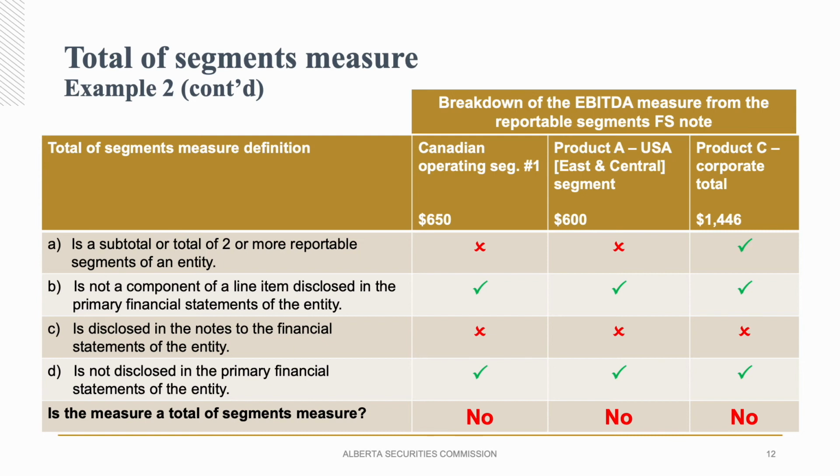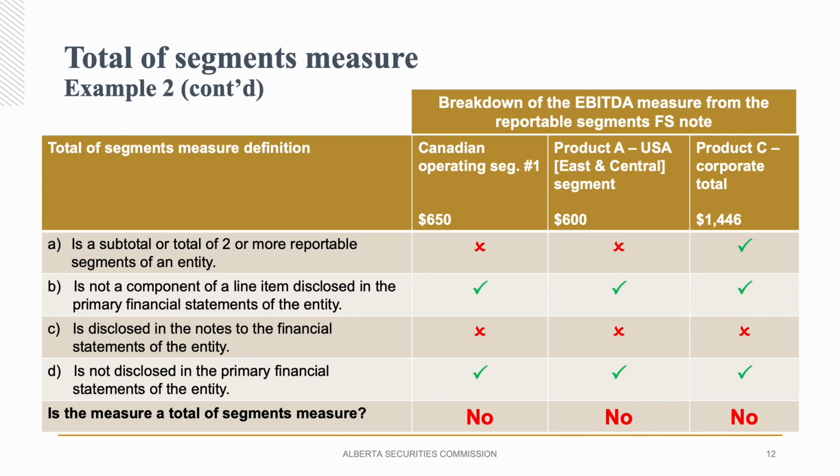For the Canadian operating segment number 1, which is one of the 3 operating segments aggregated to form the one Canadian reportable segment, this operating segment measure does not meet the definition of a total of segments measure, as it is not a total of 2 or more reportable segments. Also, the condition that the measure be disclosed in the financial statement notes has not been met, as the EBITDA of $650 for the Canadian operating segment number 1 is only disclosed in the MD&A and is not disclosed in the financial statement notes.